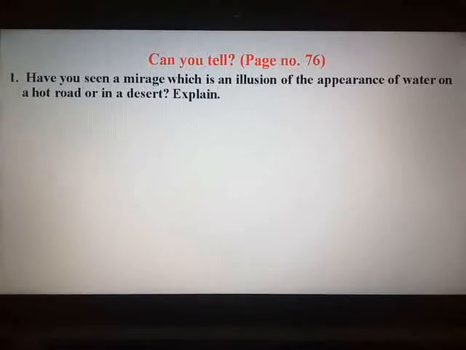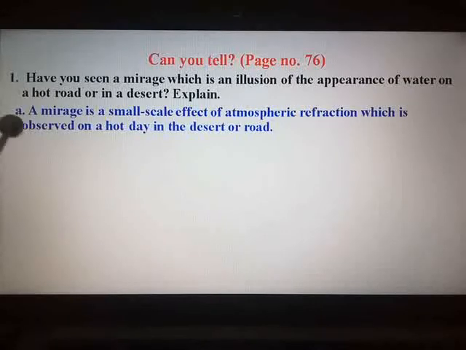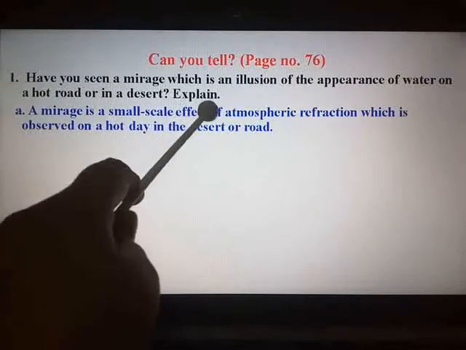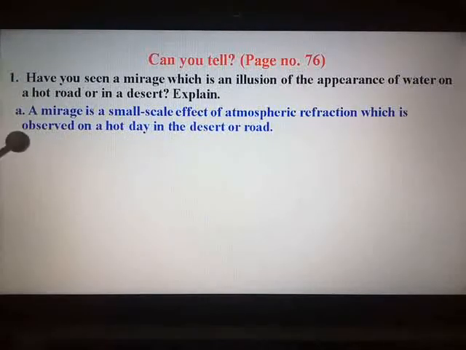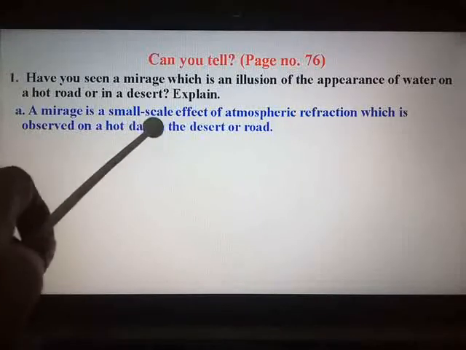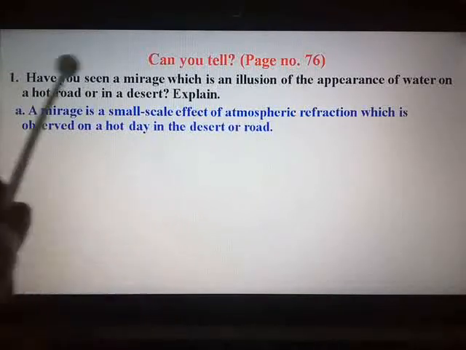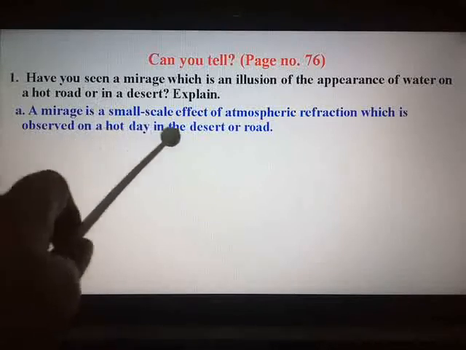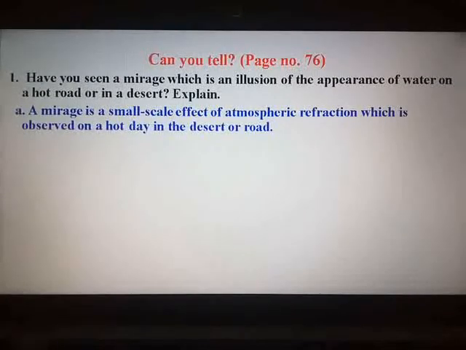So first point is you are going to explain what is a mirage. A mirage is nothing but a small scale effect of atmospheric refraction which is observed on a hot day in the desert or road. So what is the question? That part only we are going to take over here. So in the first point you are going to explain about what is a mirage. For the further marking, you can refer your textbook on the same page, page number 76.